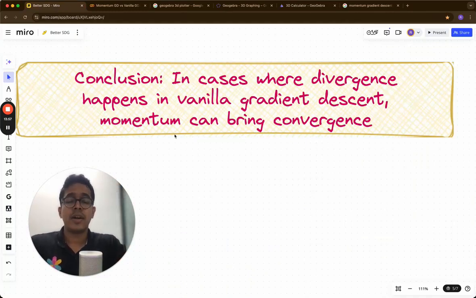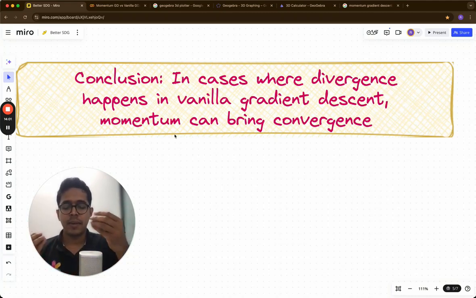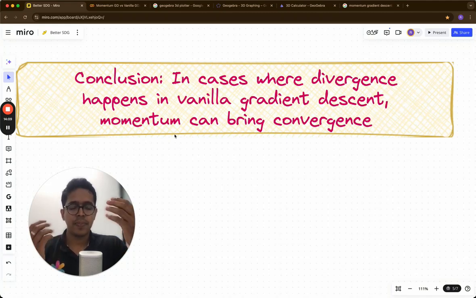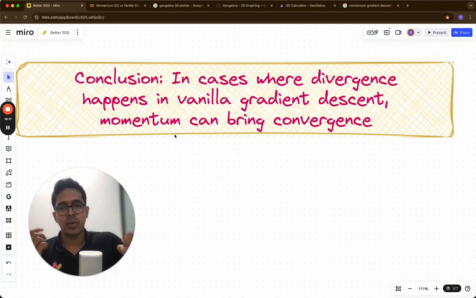So I hope you understand fairly well why momentum works. I mean, it's a simple concept. I wish everyone could visualize the way momentum works in terms of tracing the contour of the loss with respect to the parameters. But I hope at the end of this lecture you fairly well appreciate this idea as a whole.